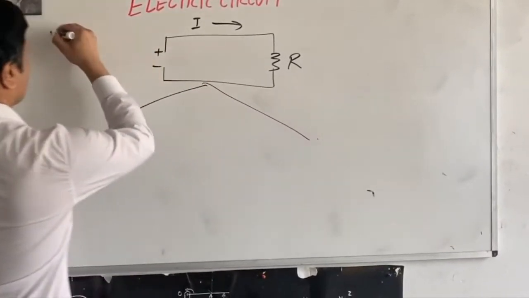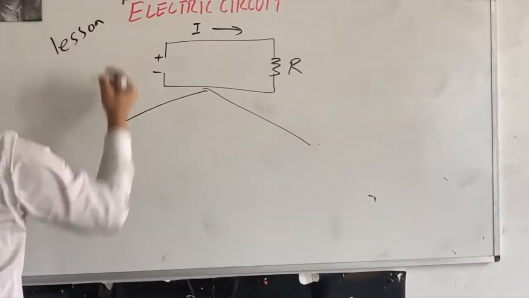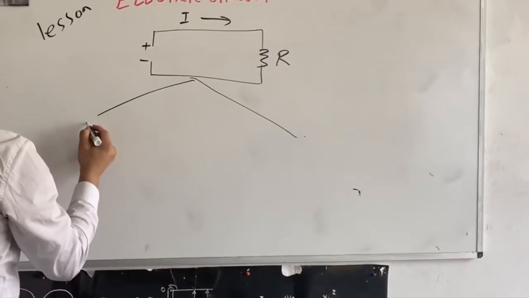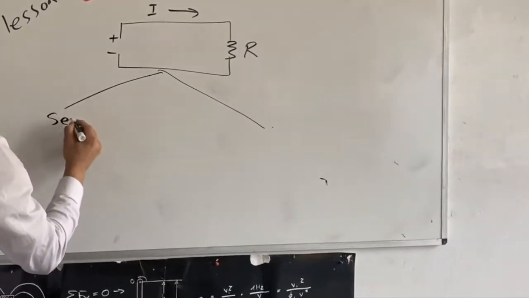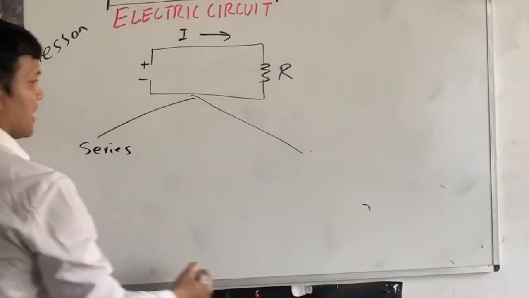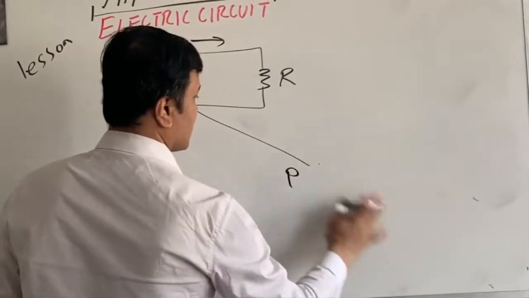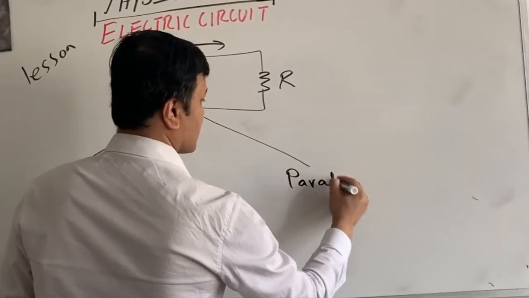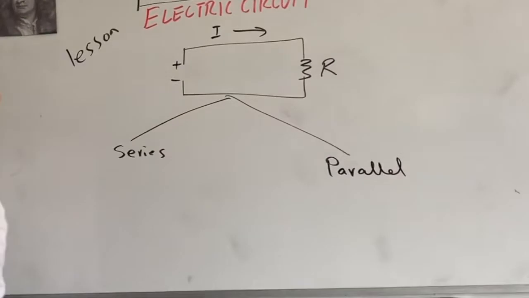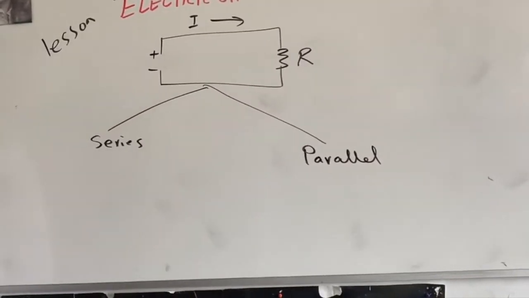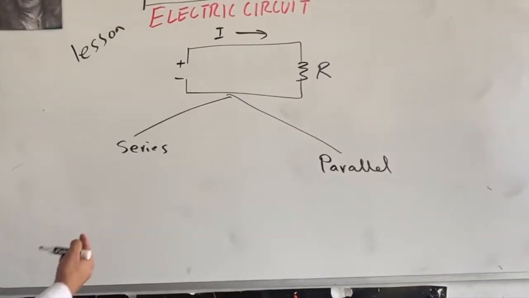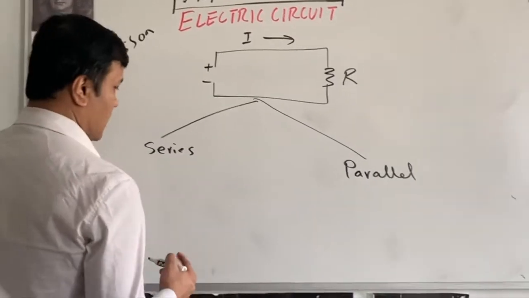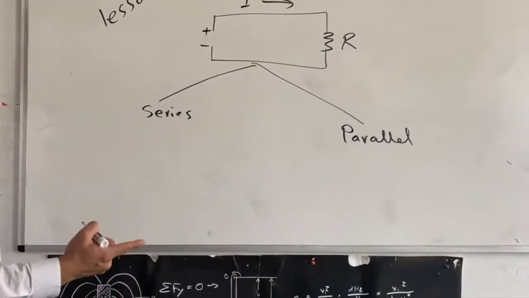Can you write the lesson? There are two types of circuit: series and parallel. How do you spell parallel? P-A-R-A-L-L-E-L. Parallel. Series circuit. There are three rules for series circuit. I'm going to give you the rules and you're going to draw the series circuit.